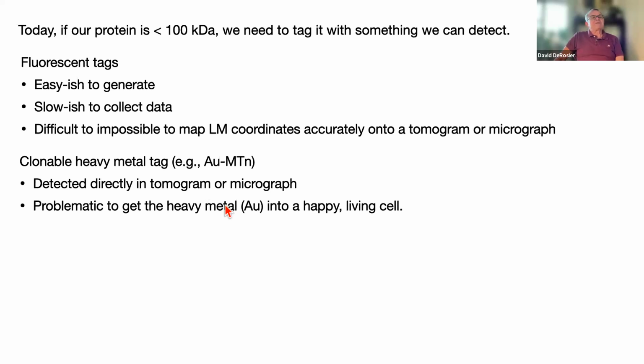And the problem is that you want to get the gold into a cell that's in a happy living state. It's not so clear that has been done. Christina Risco has suggested that you could get the labeling done in a few minutes, and that the cells don't appear to be damaged. But I think this hasn't really been picked up.